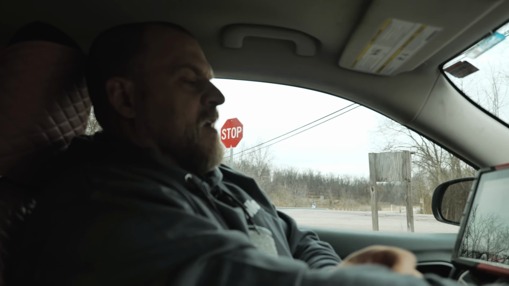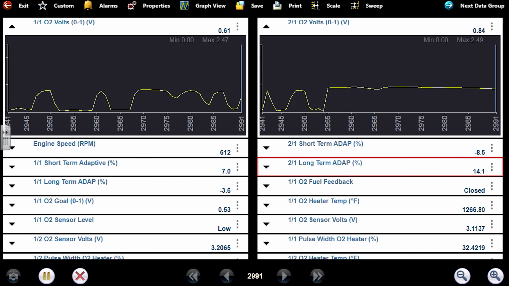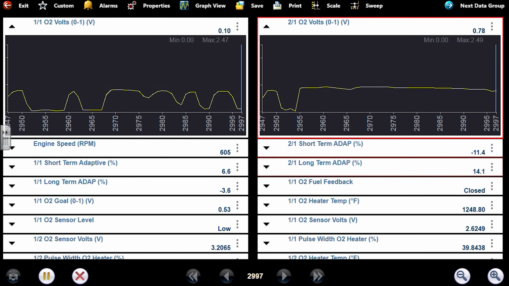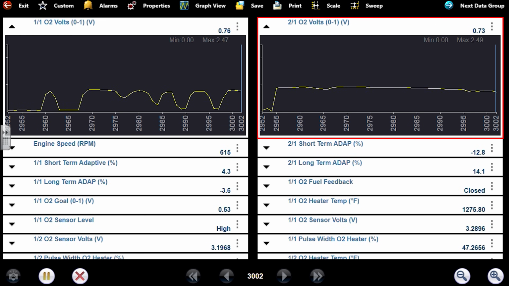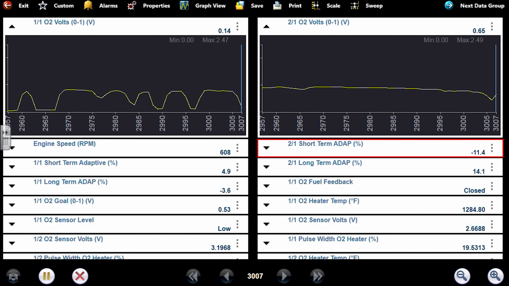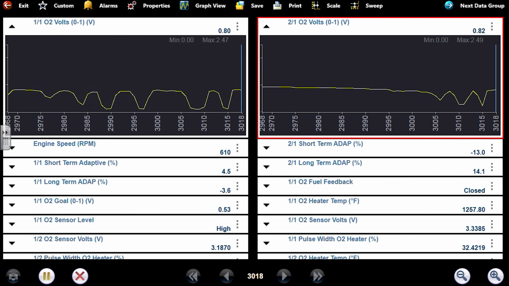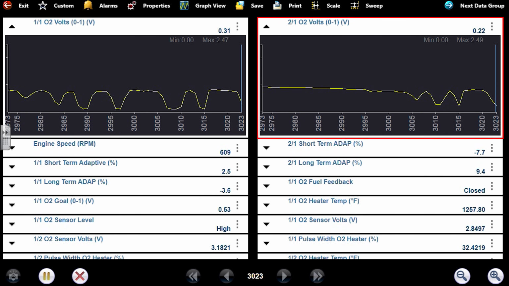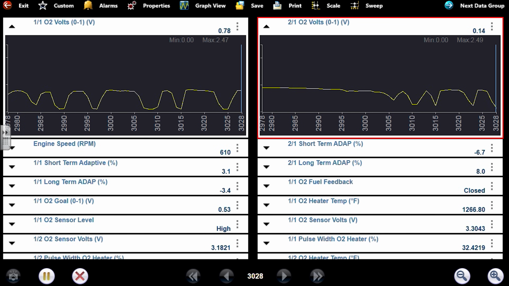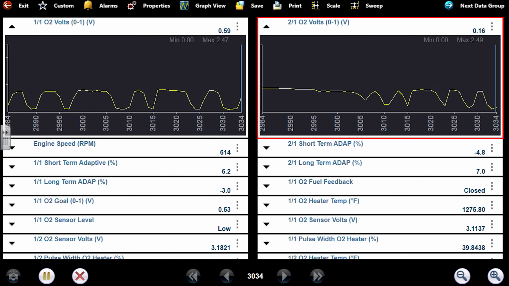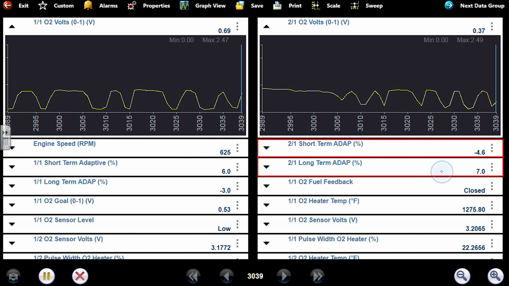Look at my long term right now, still at idle in park, it's still 14. And that's why that O2 just pegged rich on us. Short term's going negative, saying, whoa, pull it away, pull it away. And that's what you see, that counter fuel trim. So that will relearn itself. You see that happening right now. It is actually relearning as we're watching it. You look at the long term and short term.